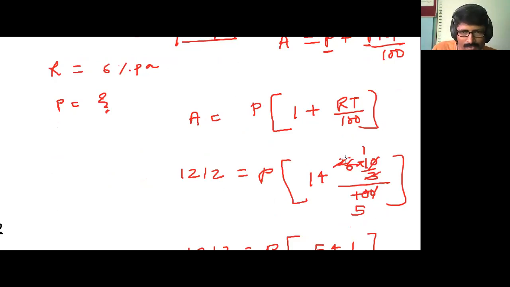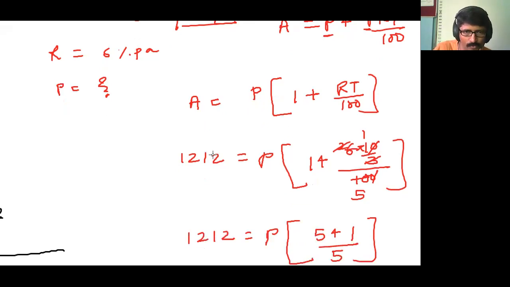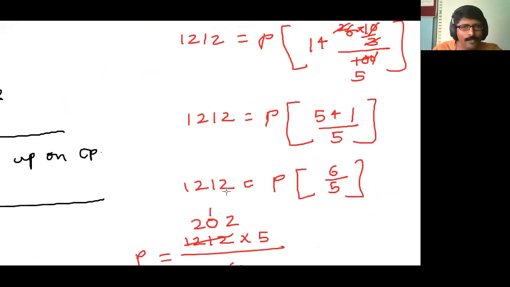Now 3 ones are 3, 3 twos are 6, and then 10, and that 0 will get cancelled. So 2 ones are 2, 5s. So what are we left with? We are left with something like this: 1212, which equals P in the open bracket 1 plus 1 upon 5. So 1 plus 1 upon 5 can be taken as LCM over here. If you take LCM in this part, what will happen? 5 ones are 5 plus 1, 6 upon 5, isn't it? So that will become 1212 is equal to P in the open bracket 6 upon 5.